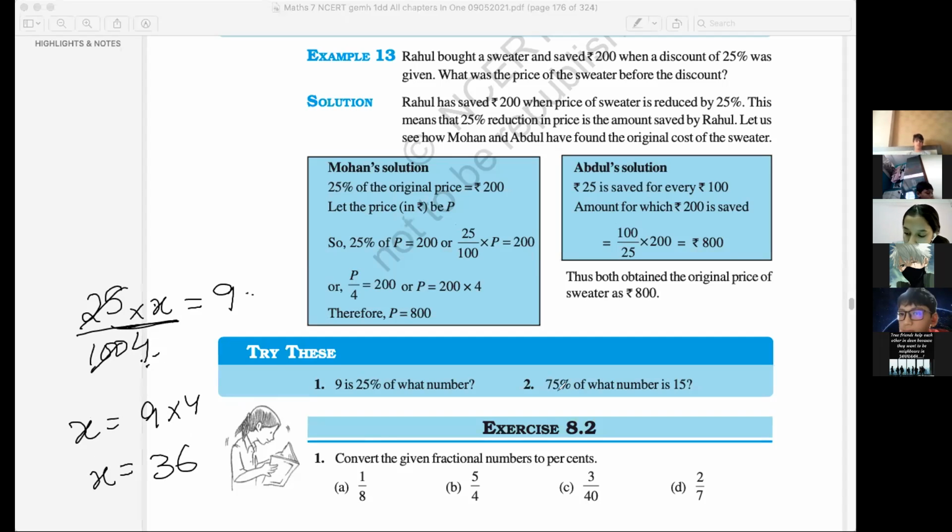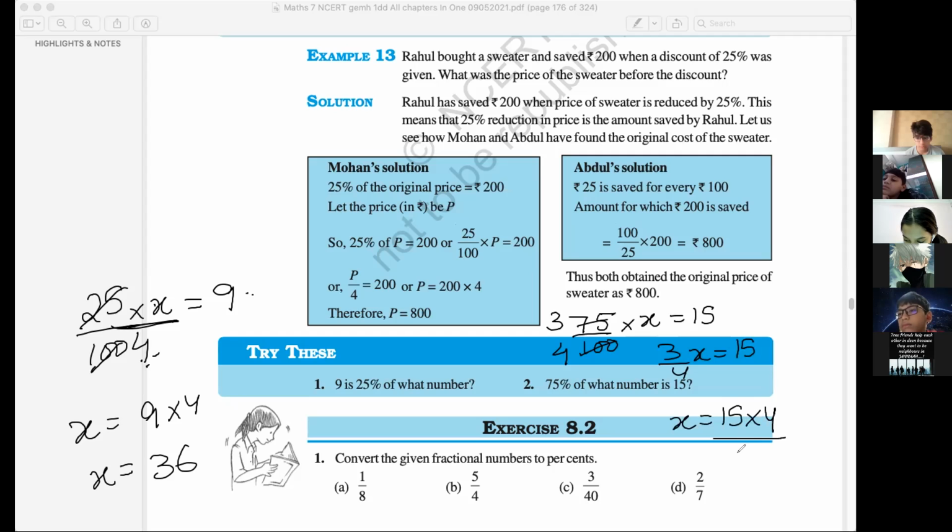Okay, 75% of what number is 15? So 75 by 100 into x is equal to 15. 25 fours. So 3 by 4, x is equal to 15. So x is equal to 15 into 4 upon 3. Remember, cross multiply and divide it. 3 5s are 15. So answer is 20. x is equal to 20. So second part, answer is 20.